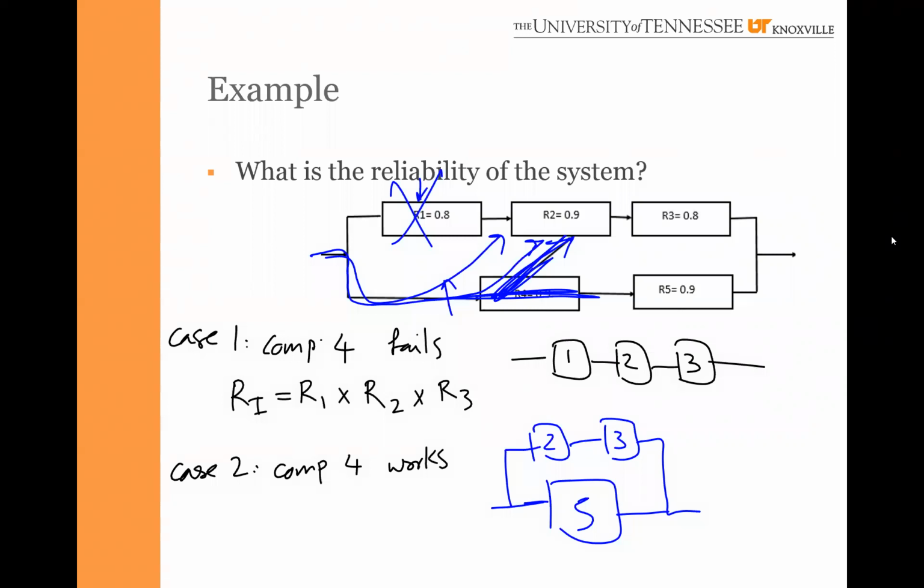Make sense? Again, it takes practice, so don't worry if it's still not settled in yet. You're going to get there. If at least after I explained what happened you can follow it, then you should be able to do the next one, the next one, the next one. So don't worry about it. Okay, so this will be 1 minus R2 R3 times 1 minus R5. Any questions?